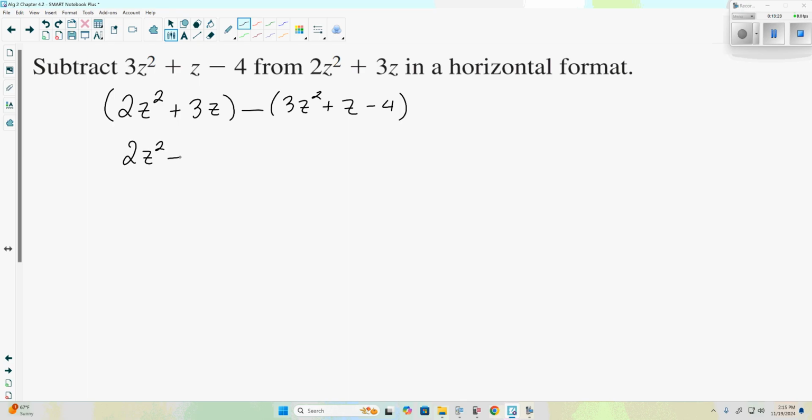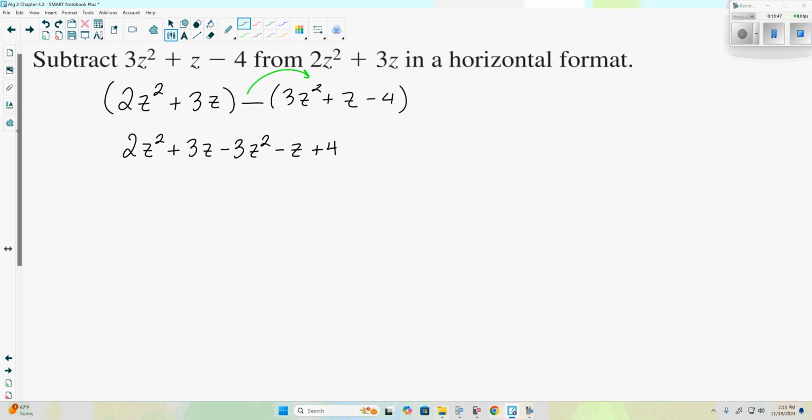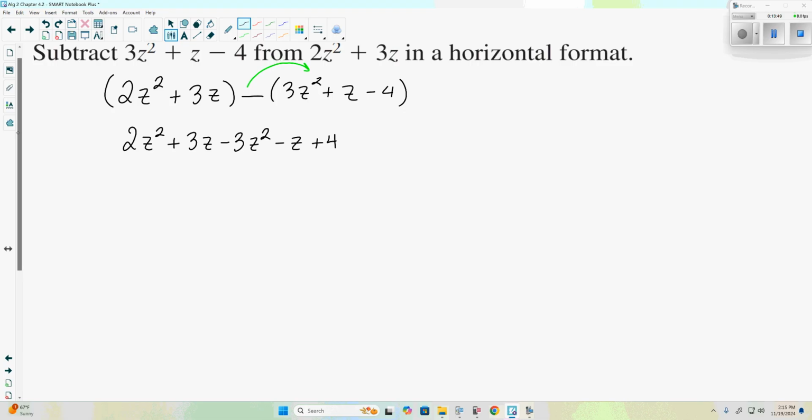Now, the first set of parentheses we can just drop. 2z squared plus 3z. In the second one, we're going to have to distribute that negative through. So the positive 3z squared is going to become negative 3z squared. Our positive z is going to become negative z. And our negative 4 is going to become positive 4. Because the biggest thing with doing it horizontally is we do need to make sure we distribute that negative through.